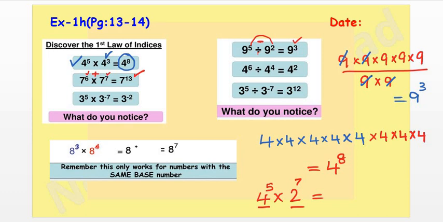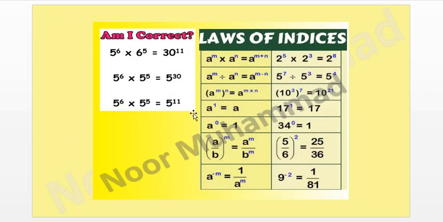Clear? Okay, so we have another rule. Although I wrote all the rules over here, we are going to discuss only 3 rules in this exercise. How can we multiply numbers that have the same base? How can we divide numbers that have the same base? And what if we have a power raised to another power? For example, 4 to the power 2 raised to the power 3.